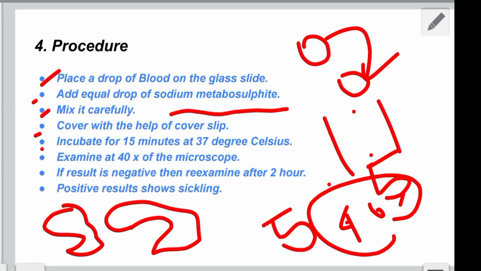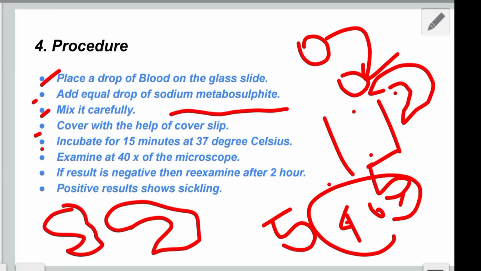If the test is negative, then you will have to re-examine the slide after 2 hours, because sometimes sickling takes time and the cells will sickle after 2 hours, due to the reduced activity of sodium metabisulfite or increased time to convert into sickle cells. If it is still negative after 2 hours, then you can give the result as negative to the patient.